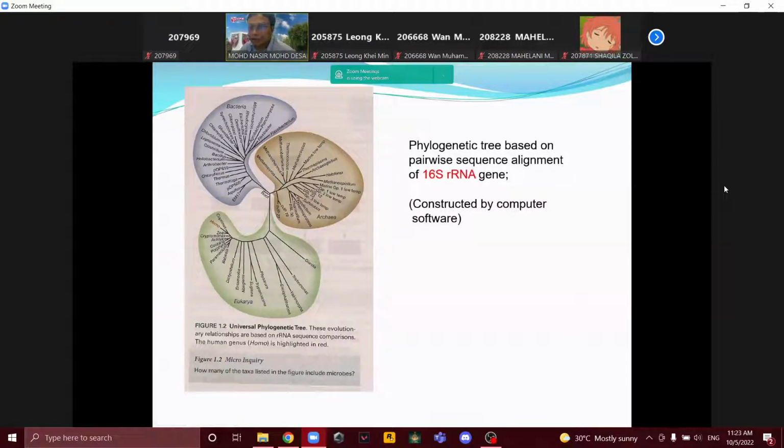By doing the pairwise alignment of the 16S ribosomal RNA. Why this gene? This gene is a very basic housekeeping gene. It is involved in the DNA replication. Every living being will have this gene to sustain the DNA systems. So without this gene, probably the cell will die.